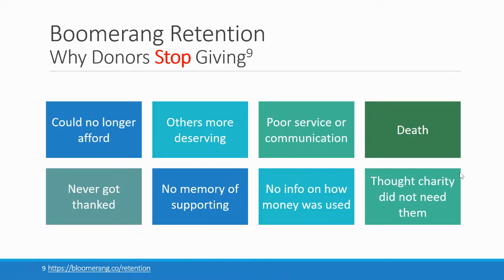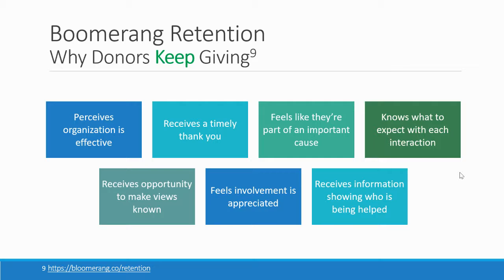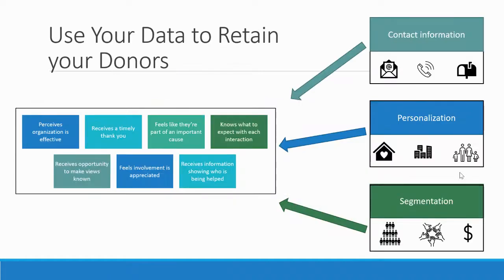In this research done by Boomerang, there were questions to donors around why they stopped giving to organizations, and these were the top 8 reasons they stopped giving. I have just circled 6 of the 8 that are preventable, all because of data. This is the list of why donors keep giving. Every single one of these, again, is impacted by data. If you use your contact information, proper processes, and personalization with the segmentation, you are able to make people feel engaged with your school, understand why they keep giving, and have a strong relationship with you.